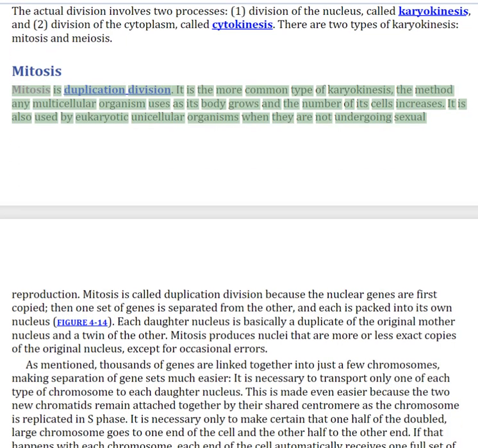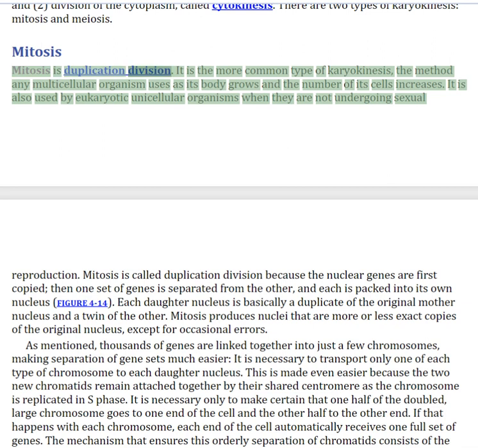Mitosis. Mitosis is duplication division. It is the more common type of karyokinesis, the method any multicellular organism uses as its body grows and the number of its cells increases.